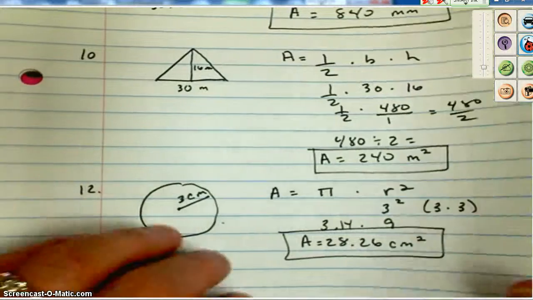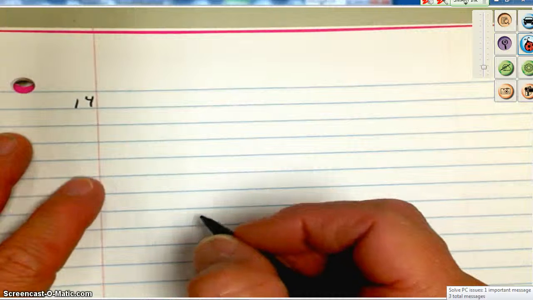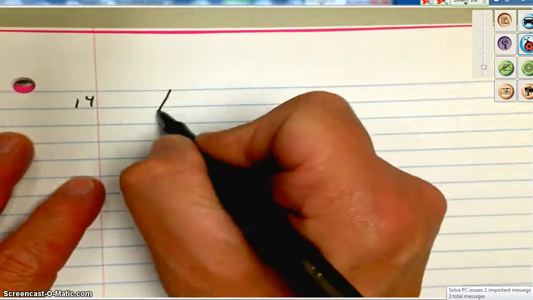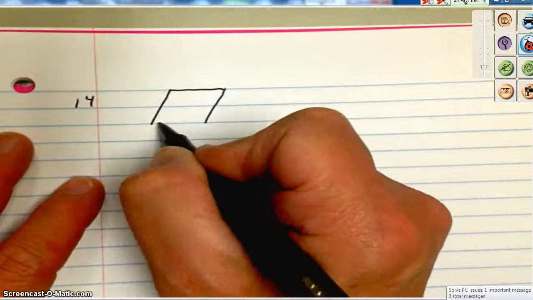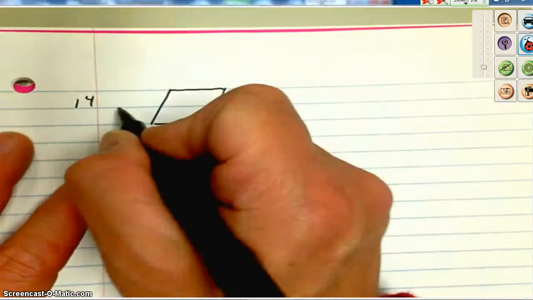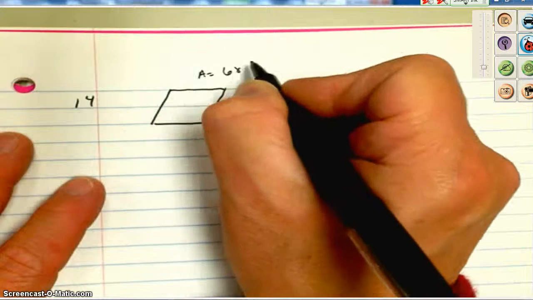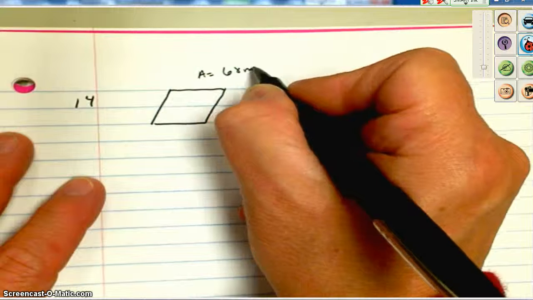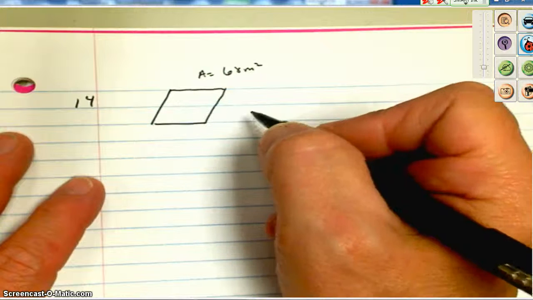Now we're going to move on to number 14. I'm going to turn the paper over here. Number 14, we had a shape that looked like this. We had a parallelogram, so we're going to draw a picture of a parallelogram here. You should have a parallelogram on your paper, and it said that the area of this parallelogram equaled 68 meters squared.